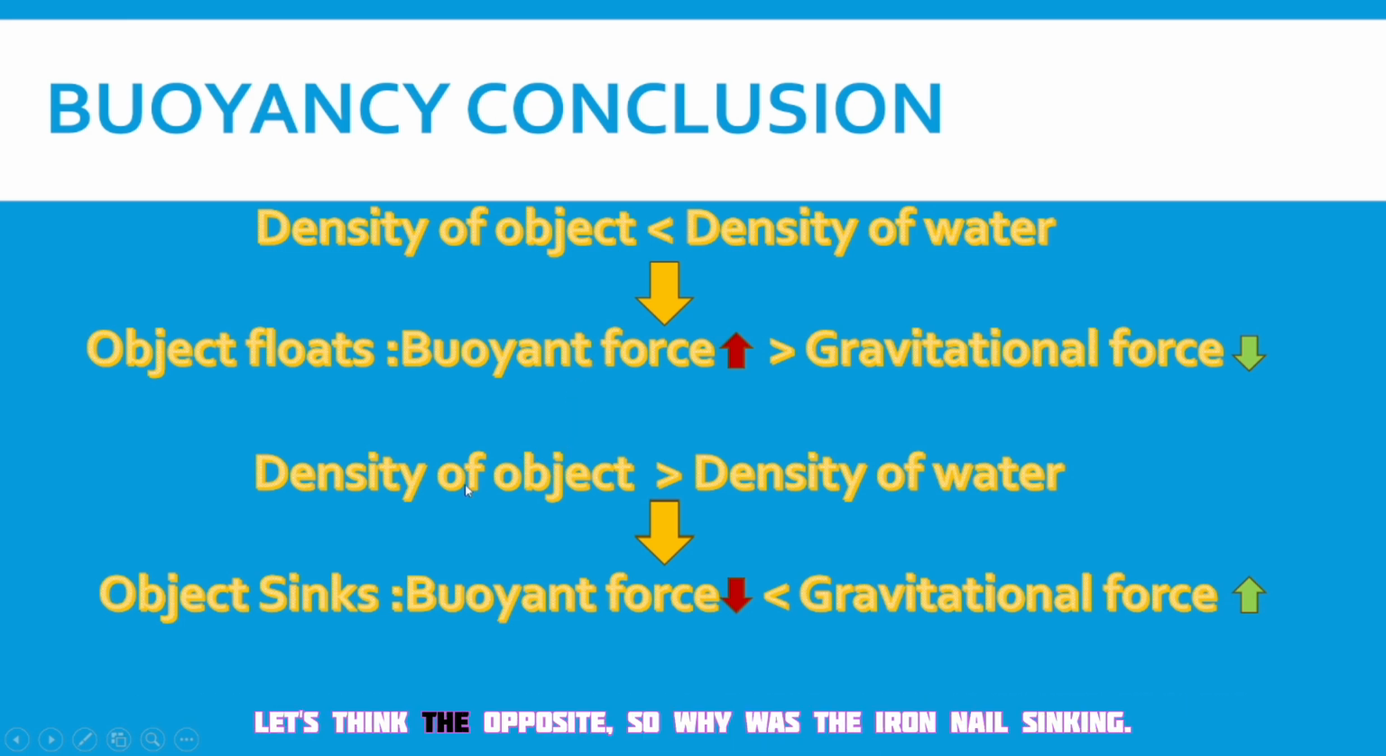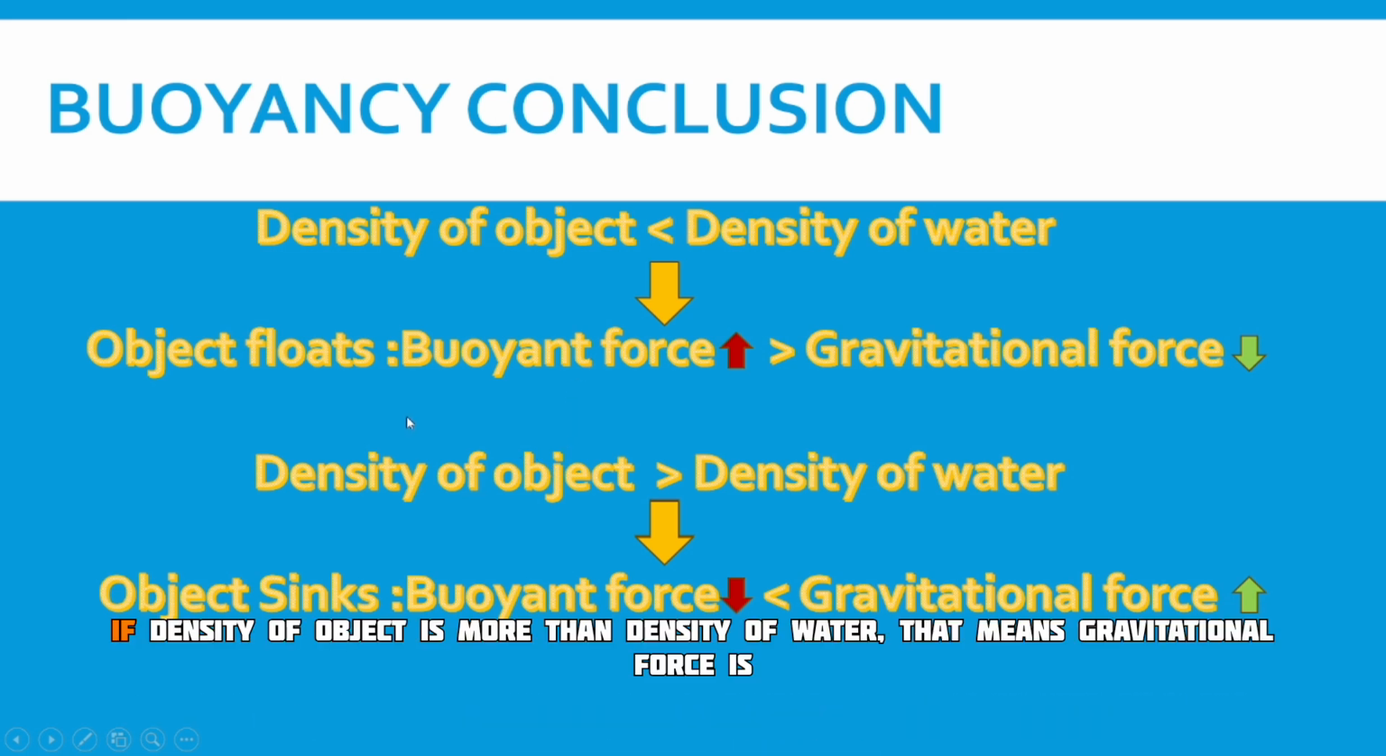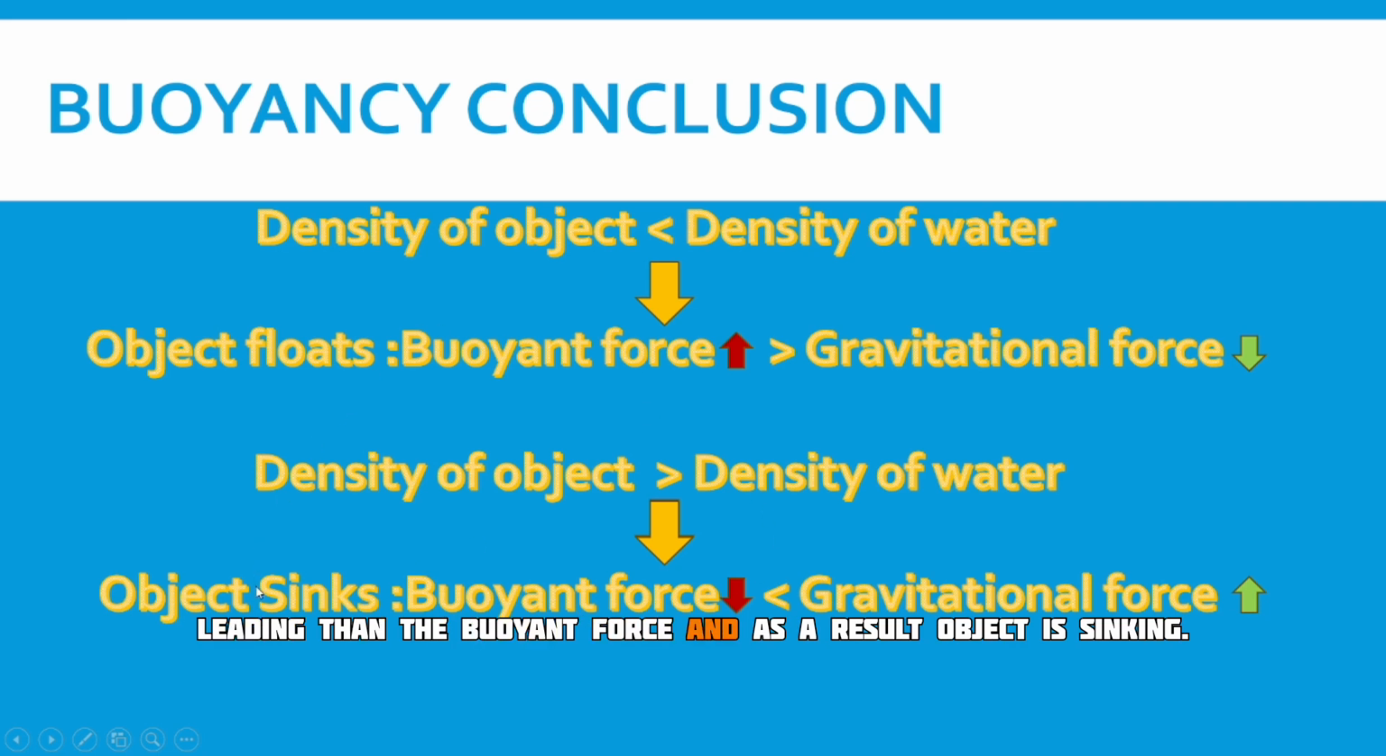So why was the iron nail sinking? The density of the object is more than the density of water. That means the gravitational force is leading over the buoyant force, and as a result the object is sinking. So this is all about a simple concept known as buoyancy.